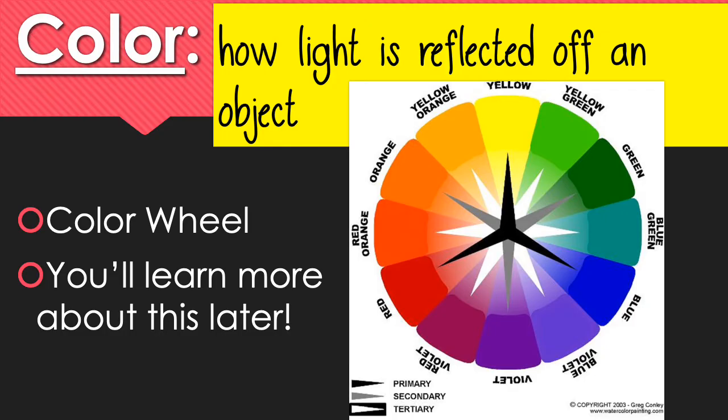The next element of art is color. Color is how light is reflected off an object. So when you look at a red apple, you're actually seeing the light that's hitting the apple and is reflected back to your eye as red. This is the color wheel. You'll learn more about this later, or maybe you already have.